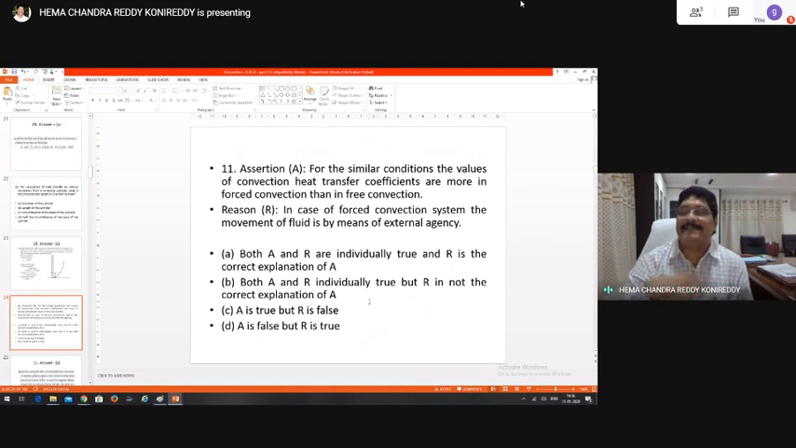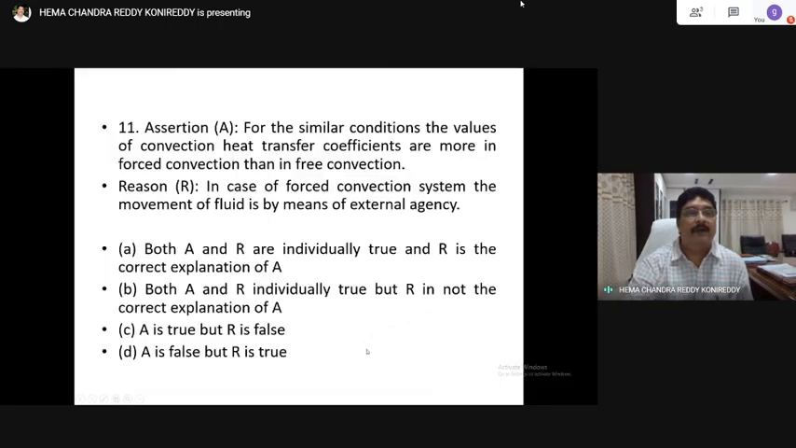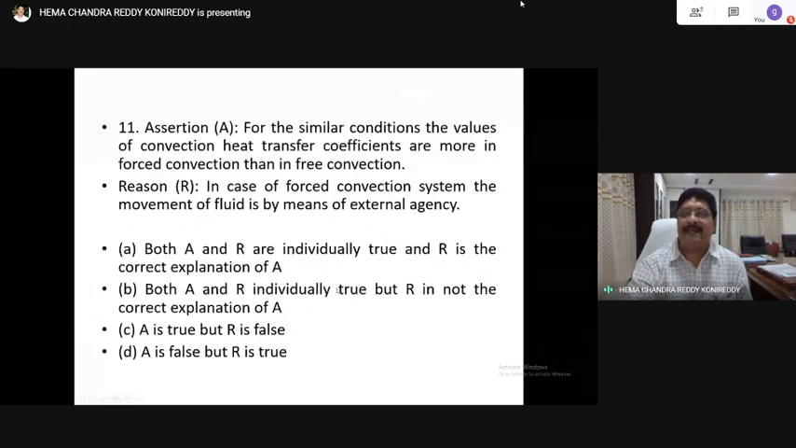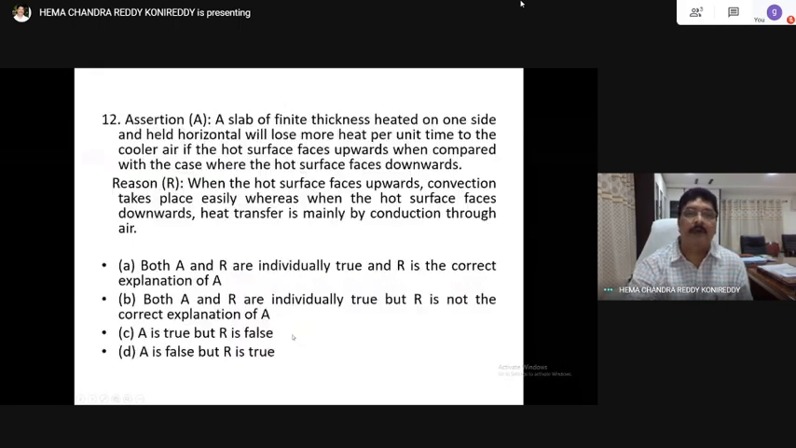Since it is an external agency, you are blowing the air or directing the fluid molecules, and therefore heat transfer coefficients are very high, heat transfer rates are very high. So A and R are individually true, and R is the correct explanation of A.